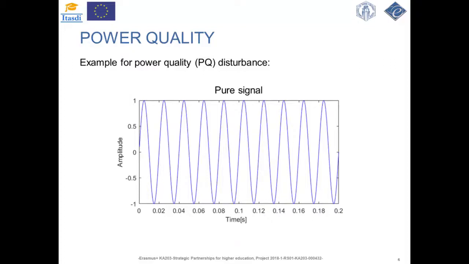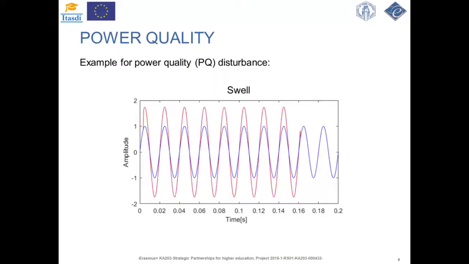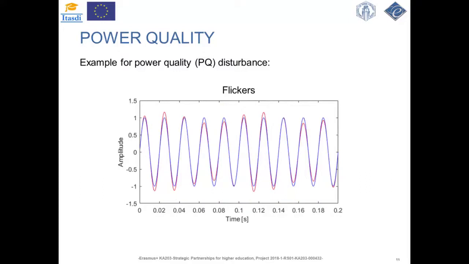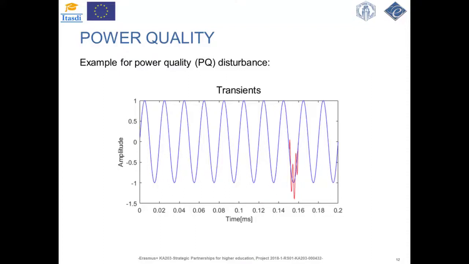But this waveform is often disturbed by some power quality disturbances. For example, voltage sag that is given with the red line, swell, harmonics, outage, or also known as interruption, flickers, transients, and many other power quality disturbances and also their combinations.